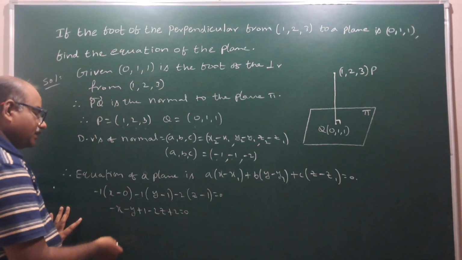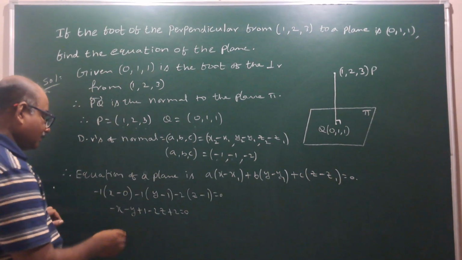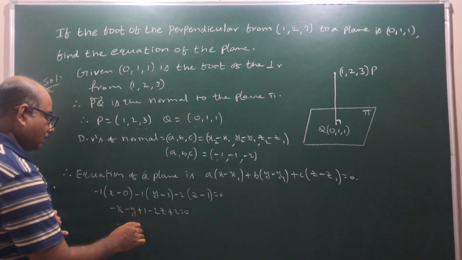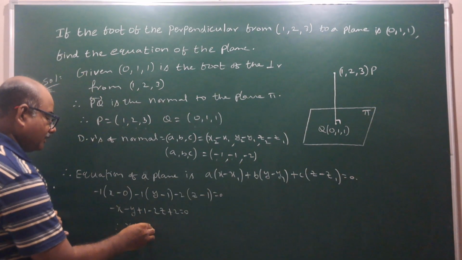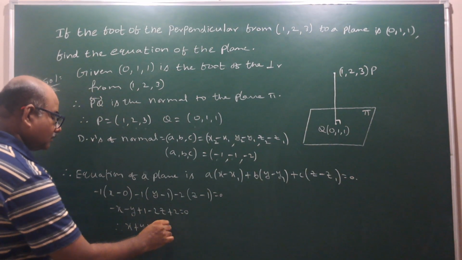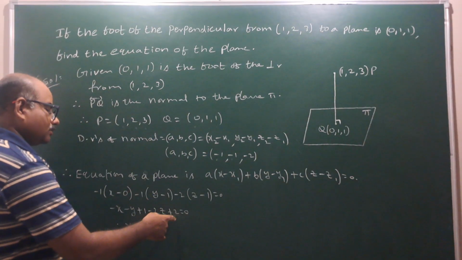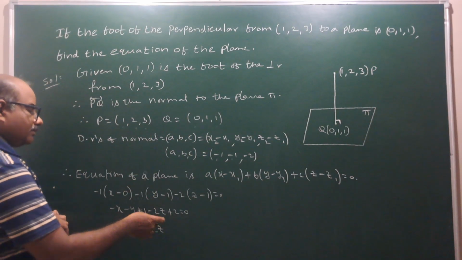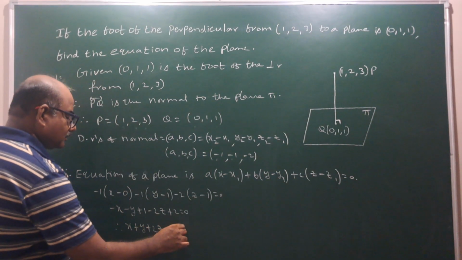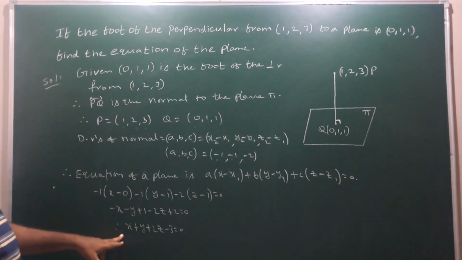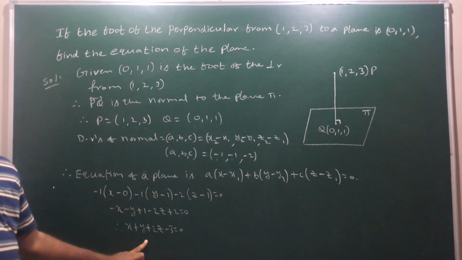Finally, multiplying with minus, we get the required plane as x plus y plus 2z, here 1 plus 2 plus 3. Multiplying with minus means it is minus 3. So finally x plus y plus 2z minus 3 is the required plane equation.